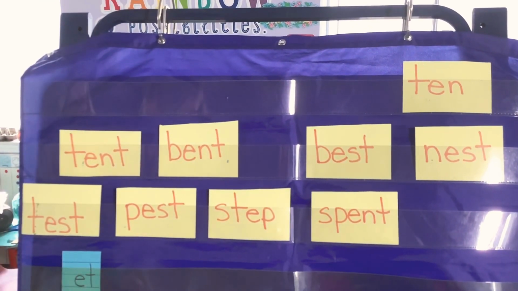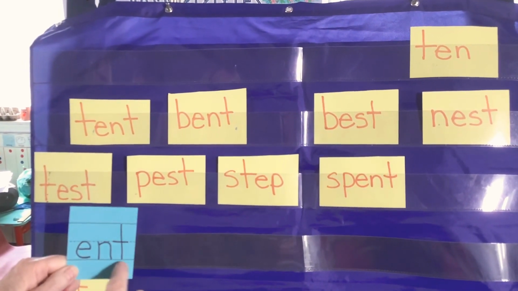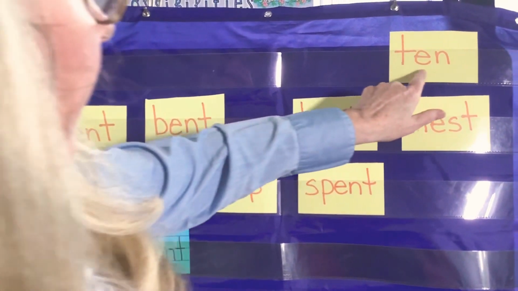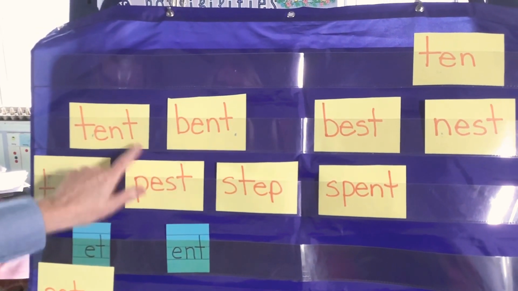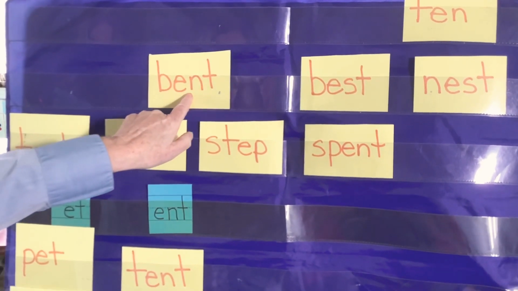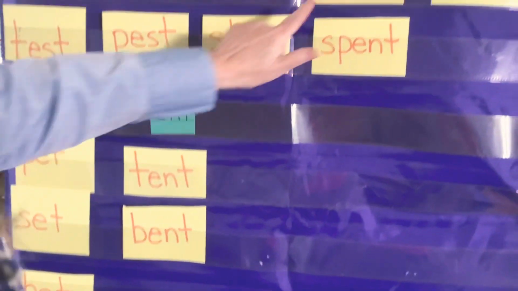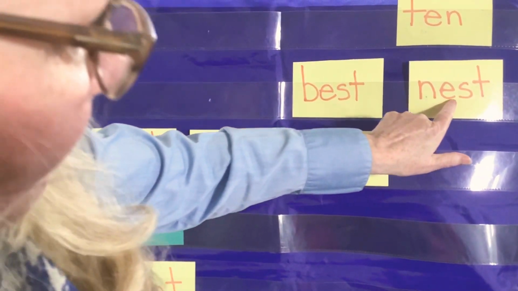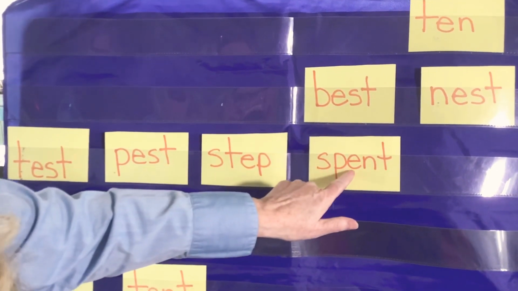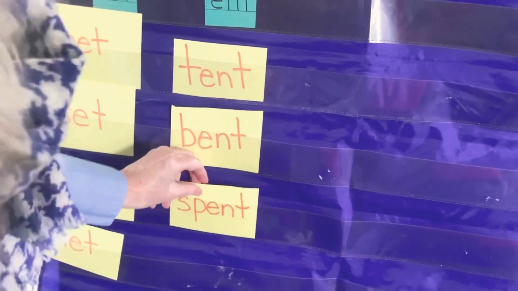Nope. So now let's see what we're going to find next. We're going to look for words that end in E-N-T. Ent. It's a little bit harder. Oh, tent. Yeah. Look again. Go to the next one. Is that ent? It is. Ba-ent. Bent. Is this ent? Nope. Oh, spent. Spa-ent. Spent. Oh, that was a little bit harder.